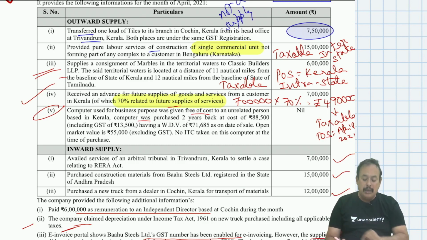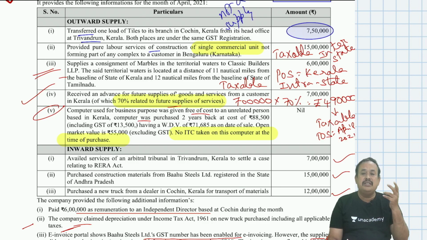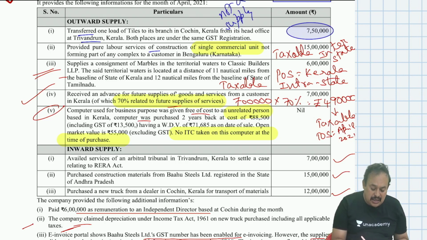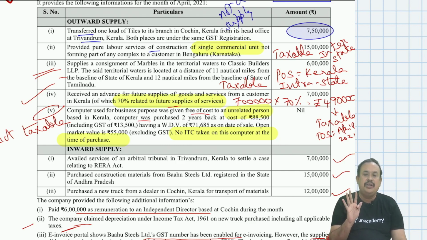In the given problem, it is very clearly stated that no ITC was claimed on such computer at the time of purchase. So it is not covered under Schedule 1, because they are not related parties. Supplied to an unrelated person, they said. Therefore, it is not covered under Schedule 1 and not for consideration. Therefore, this transaction is not taxable under GST. So we analyzed 5 points.